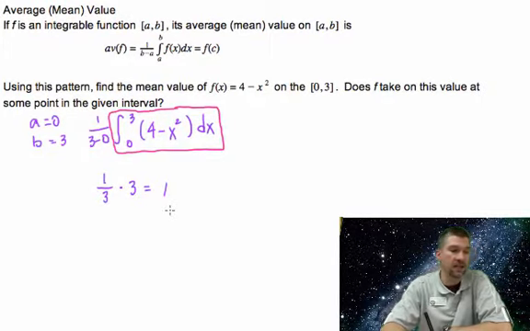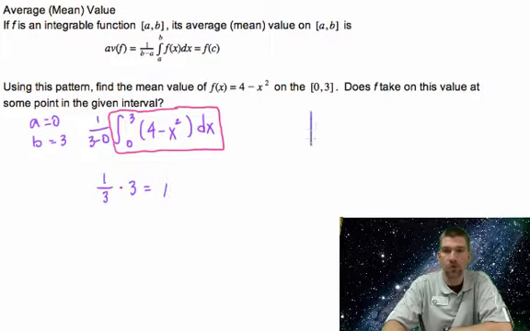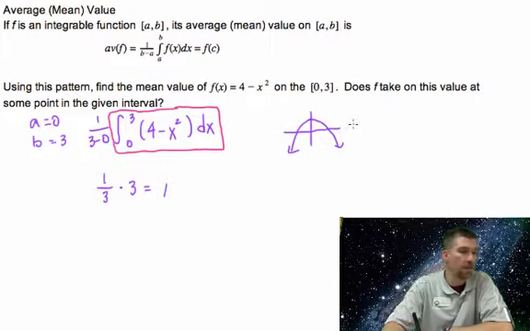So the question is, if we look at 4 minus x squared, it's going to be something like a graph like this, okay, from 0 to 3. Is there some place where our f, 4 minus x squared, equals 1? Because that's our average, our mean right here. This is our average value right here. This is our mean value.